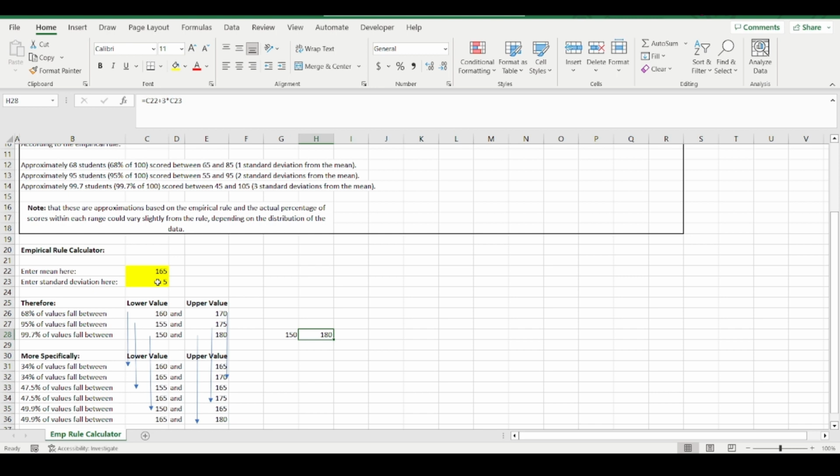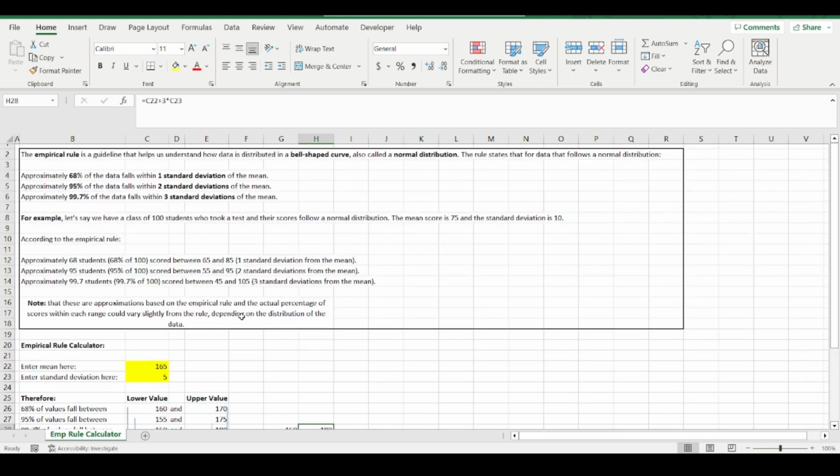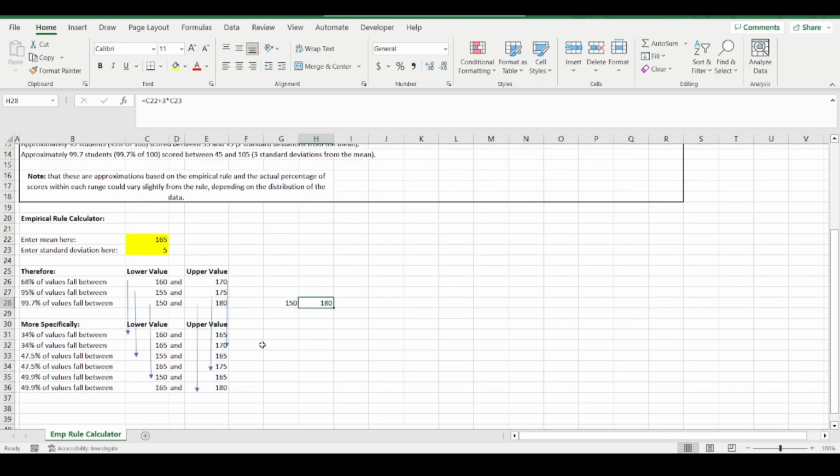Right, so we need to know that this distribution is roughly normal. So if we had a histogram and it looked like a bell, well then we can go ahead and apply this. If we don't know the shape of the distribution, if we don't know if it is normal, well then we can apply Chebyshev's rule.